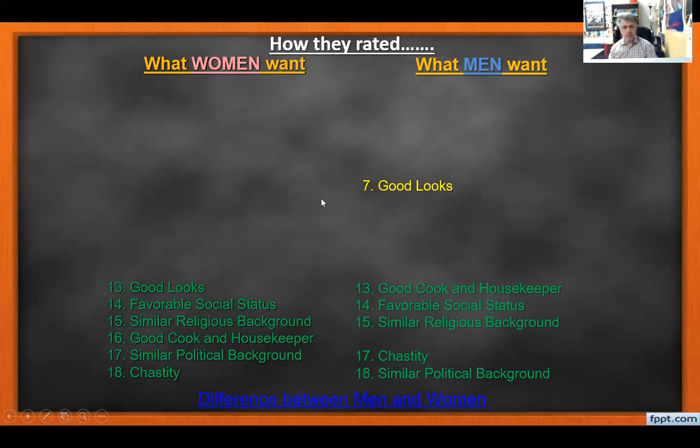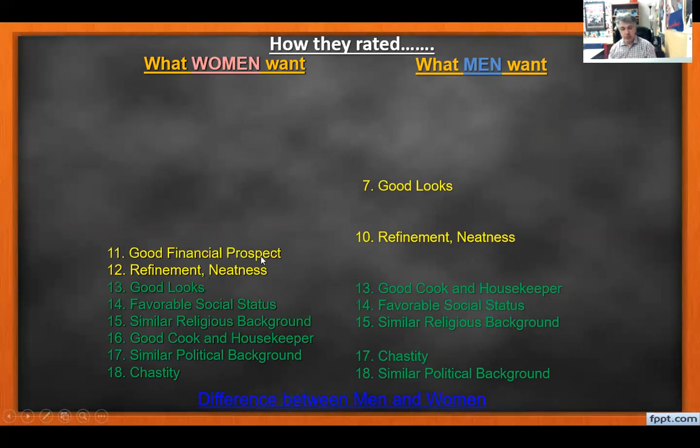Okay, now again, you're looking for a partner for all of your life. Refinement and neatness. So now we get into the middle 6. Women put that at 12, men put that a little bit higher because, again, is this woman going to be able to raise my kids? Good financial prospect, women put that at 11th, and men put that far lower. So the idea is that guys are going to depend on their partner for finances much less than women would be likely to depend on theirs. Similar education, women put that at 10, men put that at 12.